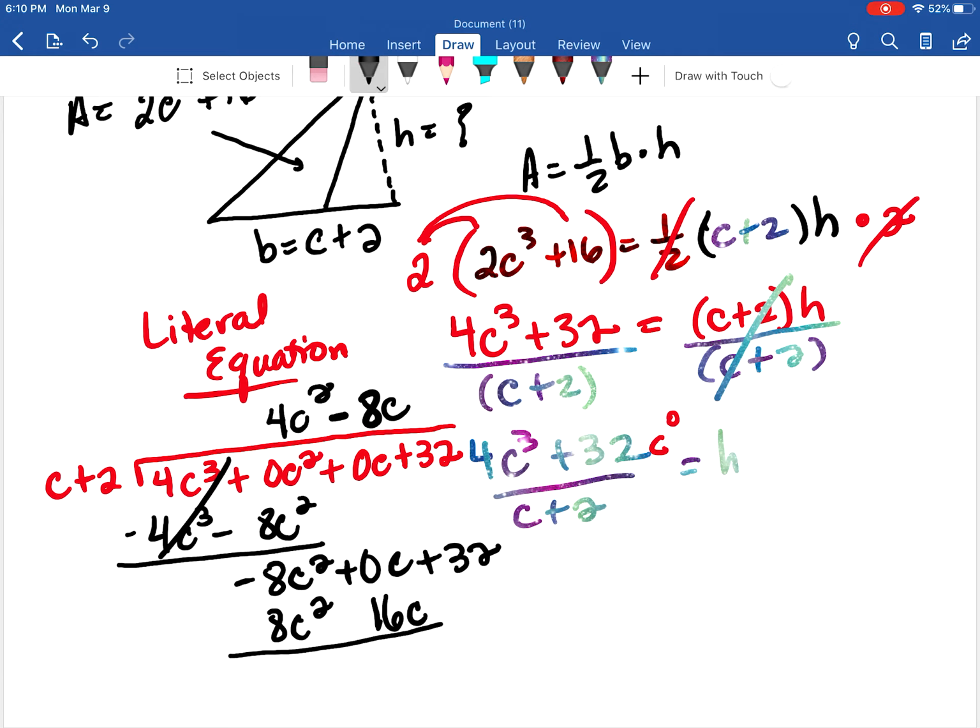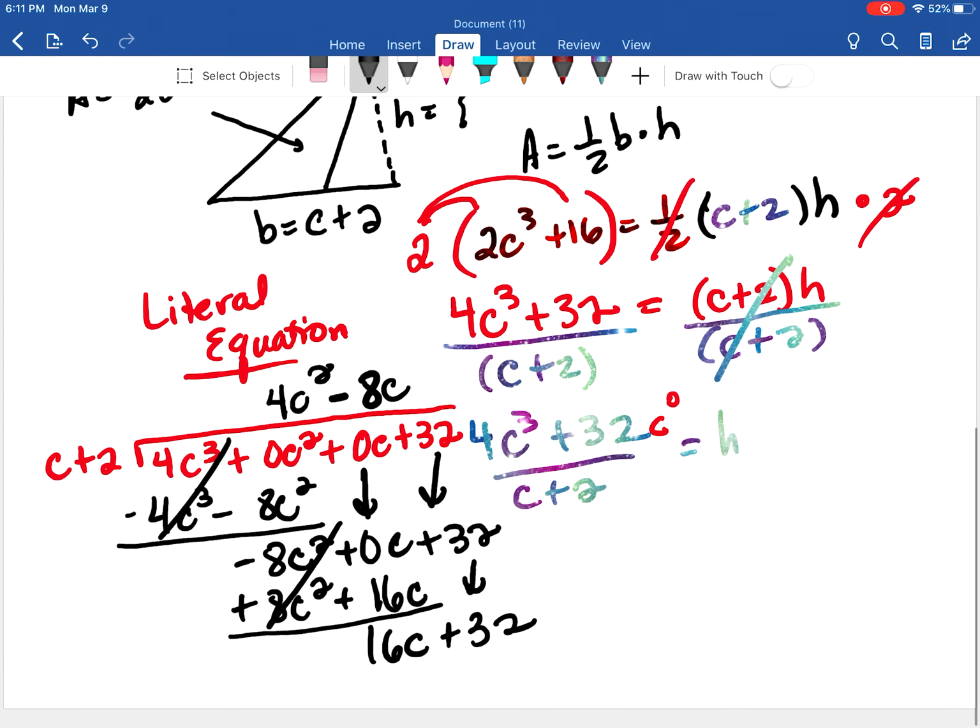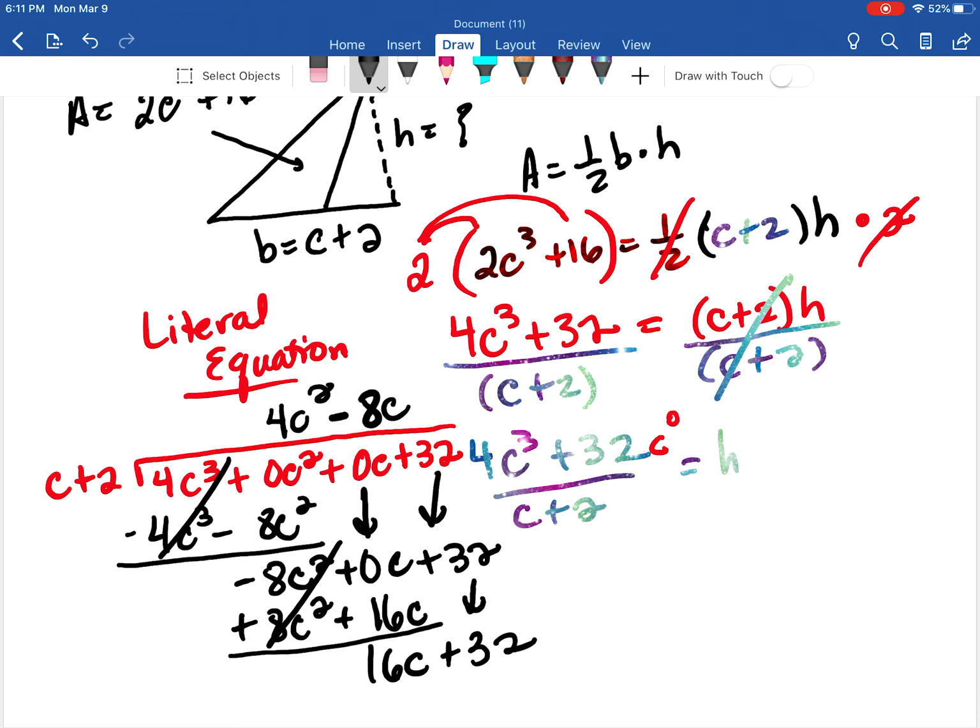Again, all of my signs switch. That cancels. So this becomes 16c. Bring down my 32. Notice, let me draw arrows. Now, c goes into 16c positive 16 times. Not 16c, 16 times. 16 times c gives me 16c. 16 times 2 gives me 32. It's positive, positive. When we subtract, both of the signs are going to switch. So that's going to become negative and negative. They cancel each other out, so I have a 0 remainder.